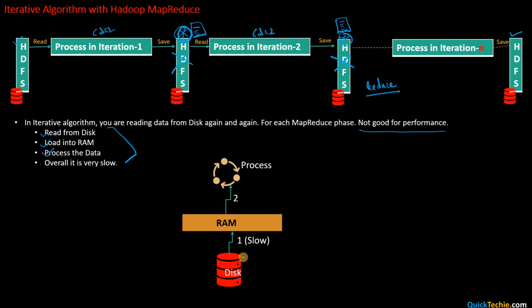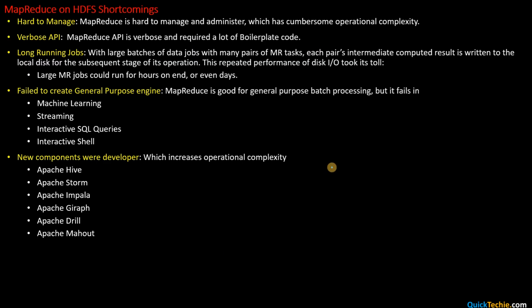This is the diagram you are seeing here: reading from disk and loading into RAM is always a slow process. You should do it as little as possible if you want to run calculations multiple times on the same data set. So you keep your data in memory. You may have heard of caching your data, correct? This is one kind of caching where you keep your data in memory. That is what Spark can do, but MapReduce is not doing that. So what are the shortcomings of MapReduce? Hard to manage.